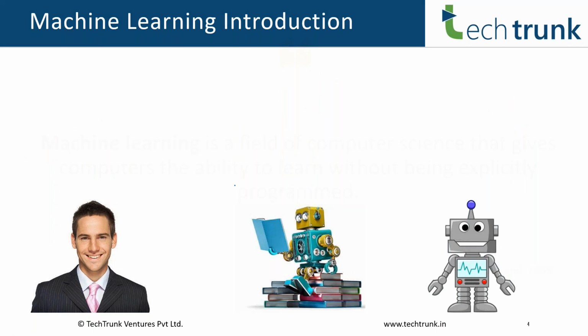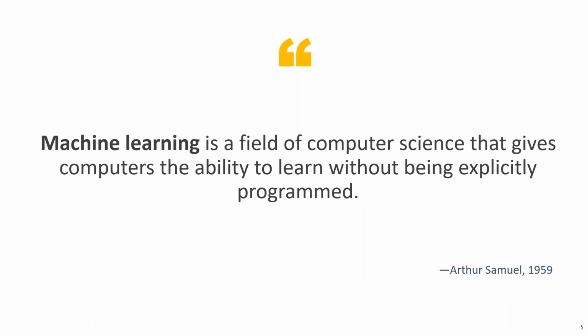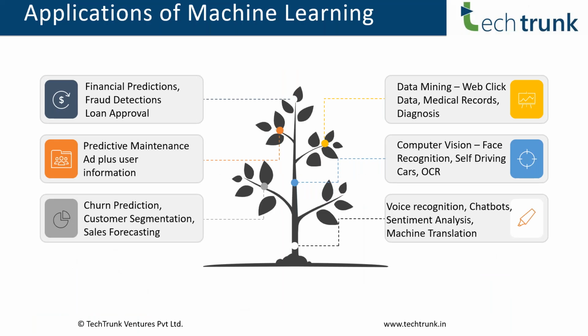So machine learning is all about technology in which you make algorithms and computers learn from data without explicit programming. When we say explicit programming, that means we don't write if-then rules. We build mathematical learning models which can learn from data. That's the idea.